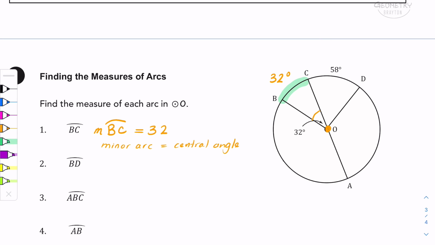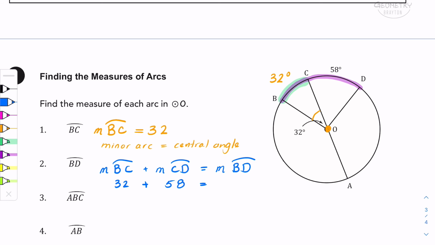Next up, we're looking at BD, which is this entire segment here. This is when you add your arcs together. We can see that we have 32 degrees for BC and we have 58 degrees for CD. So we're going to be adding the measure of BC plus the measure of CD, and this is going to give you the measure of BD. So when we do this, we have 32 degrees plus 58 degrees, and this is equal to 90 degrees. 90 degrees is your final answer.